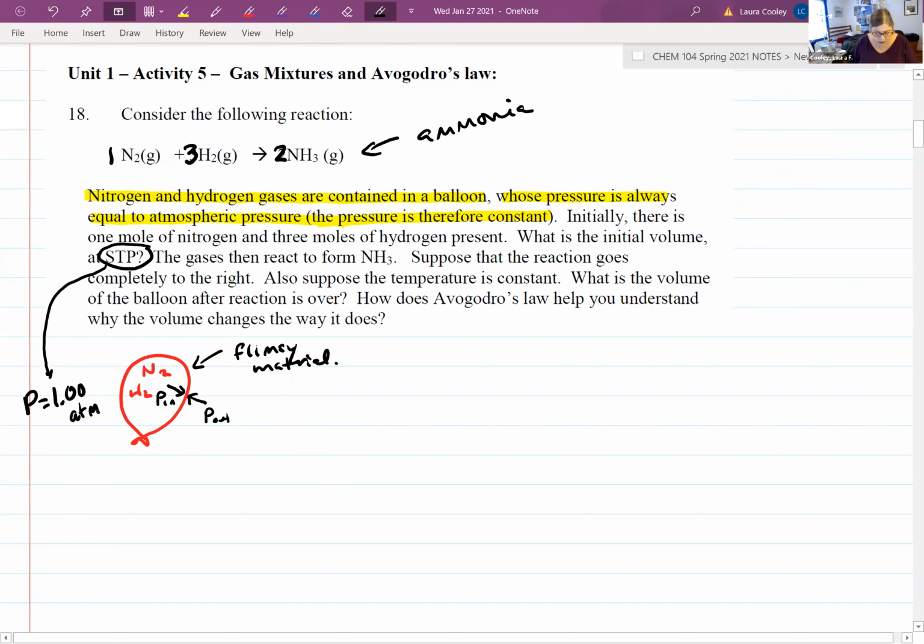And that is the total pressure inside of this balloon, which is the same as the pressure outside. Okay, so then what happens? It says initially there is 1 mole of nitrogen and 3 moles of hydrogen. I tried to make this problem as simple as possible in terms of the numbers of moles, so I had that reflect their stoichiometric ratio. So it says, what is the initial volume at STP?